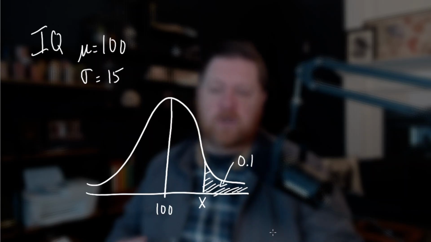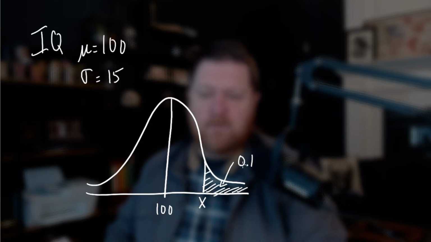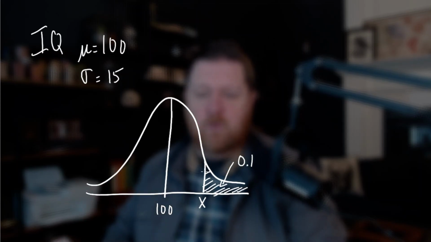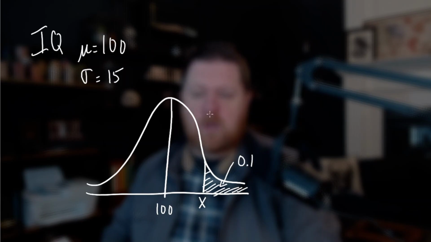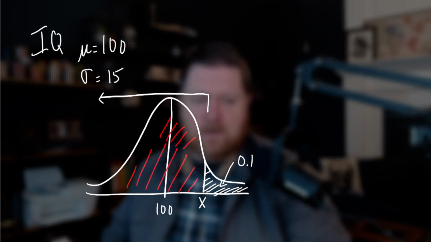So the first thing that we're going to do here is look at the area that's given, and we know that our z-table always gives us the area to the left. So we need to turn the area that we have, 0.1, into the area that we're going to be able to find in our table, which is the area to the left. So we need to know, what is this area? If we wanted to find this red shaded area here, how do we do that?